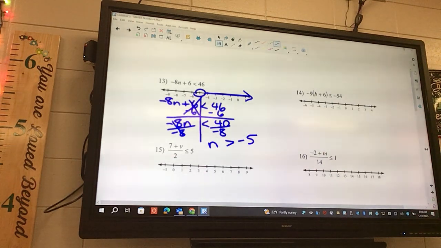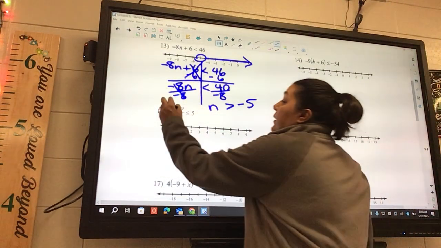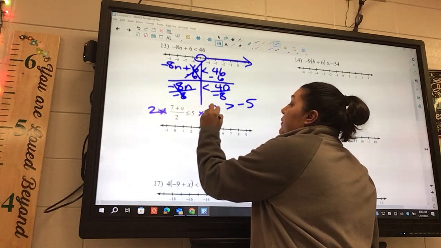If we look at 15, who is the babysitter? The 5 is the babysitter. Who's the couple? The 7 and the V. Whatever is closest goes together. Then who's the kid? The 2. So we need to move the kid first. How do I move a divide by 2? Because that's really what's happening. Times 2.